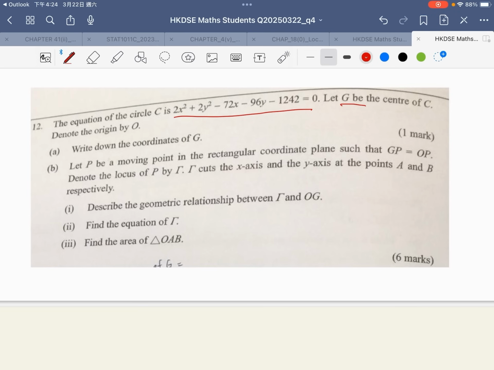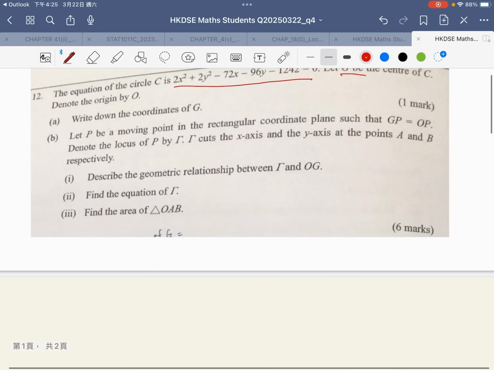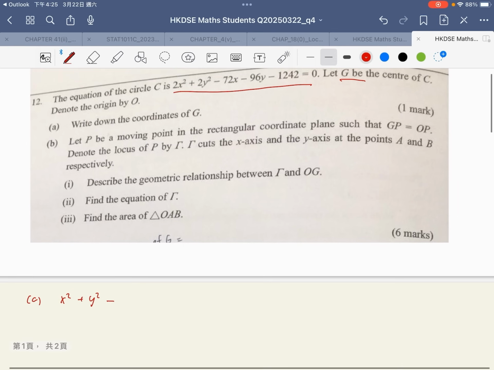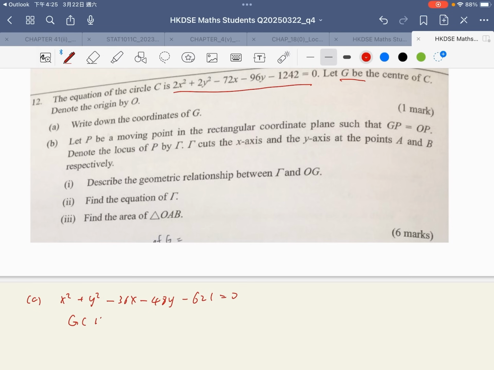And the center is G. Then I divide both sides: x squared plus y squared minus 72 divided by 2 is 36x, minus 48y, minus 1242 divided by 2, 621. And then the center G is (18, 24). This is the center of the circle.